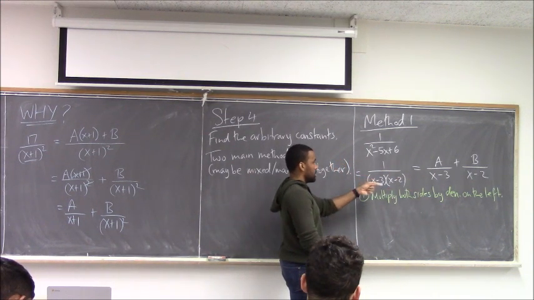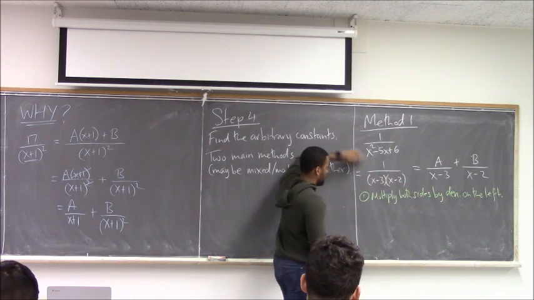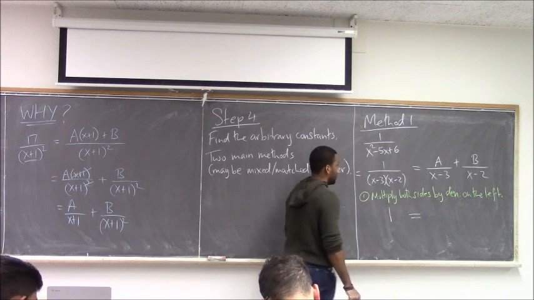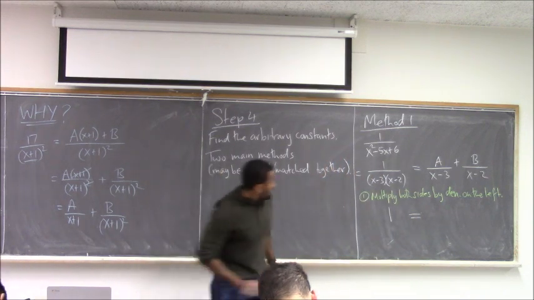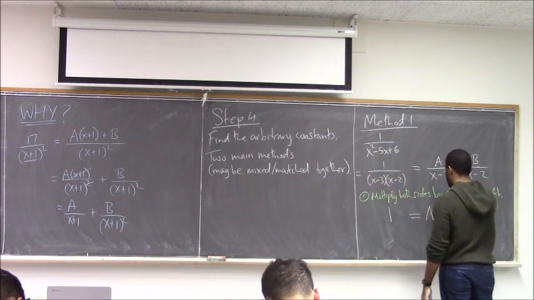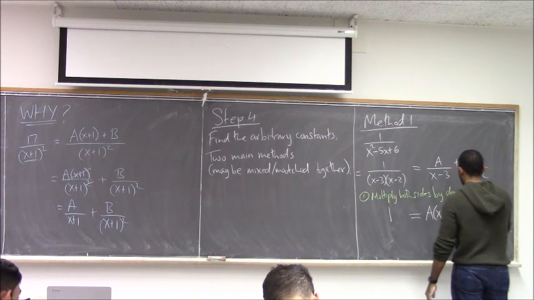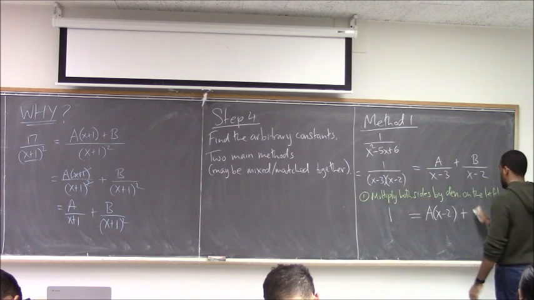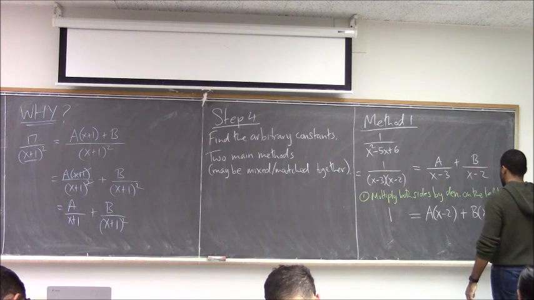Now clearly on this left side, the entire denominator is going to be cancelled, and I'm just going to be left over with the 1. On the right side, in the first factor, the x plus 3's are going to cancel, and I'd be left with a times x minus 2. In the second term, the x minus 2's are going to cancel, and I'd be left with b times x minus 3.